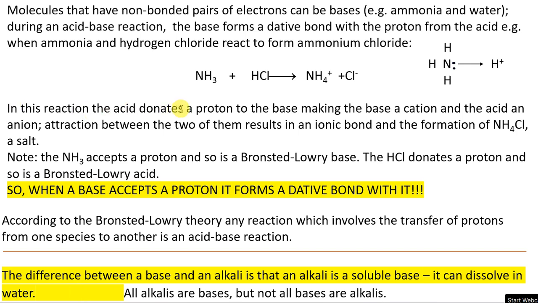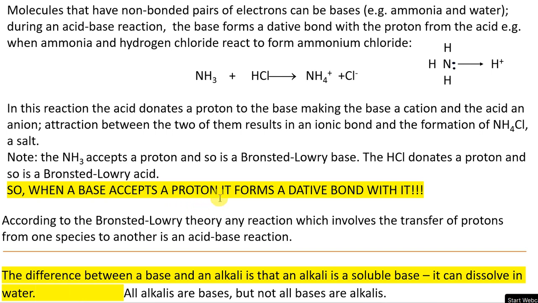In this reaction, the acid donates a proton to the base, making the base a cation. Yes, it's accepted the hydrogen ion. With ammonia, the cation is NH4+. The acid now becomes an anion, Cl- in this case. Attraction between the two of them results in an ionic bond and the formation of NH4Cl, in this case, a salt. Note, the ammonia, the NH3, accepts a proton and so is a Bronsted-Lowry base. HCl donates a proton and so is a Bronsted-Lowry acid.